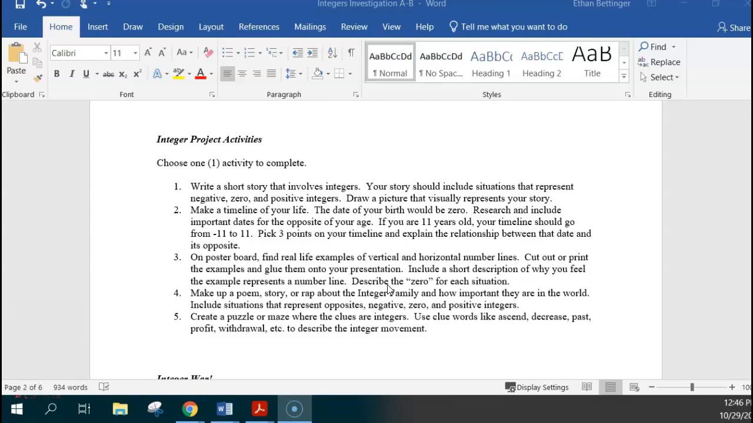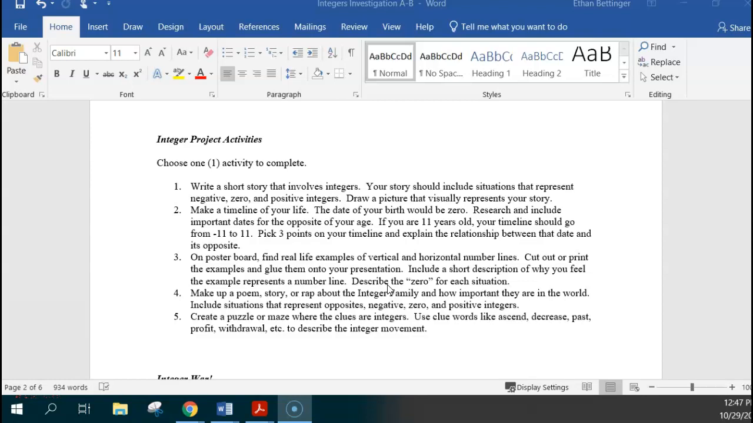The first one, write a short story that involves integers. Okay? You need to use positive, negative, and 0 integers to represent in your story. If you are a language arts person, you like to write and read, hey, this is a good option for you. Come up with a story. You would type this up in a Google Doc and then share it with me when it is due.